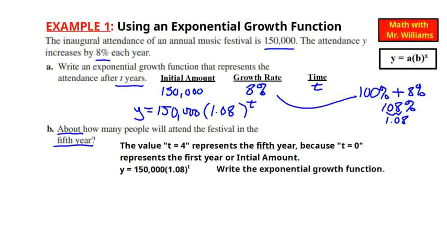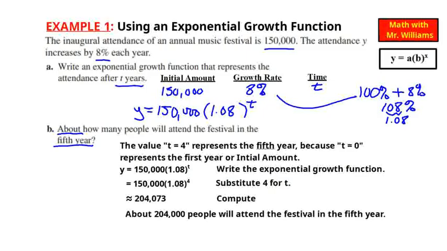So we write out our exponential function. We substitute that 4 in for the t. We compute our answer, and we arrive at 204,073 people. So since our question is asking about, 204,000 people will attend the festival in the 5th year.